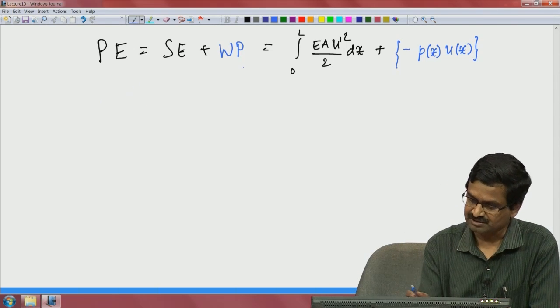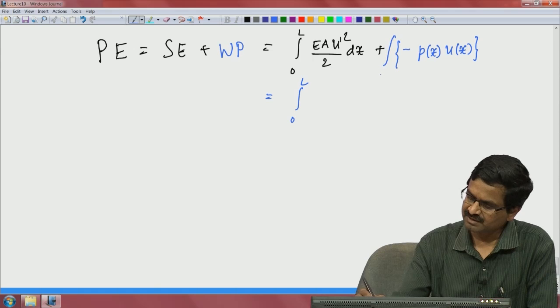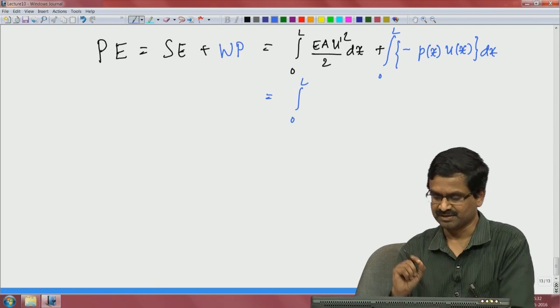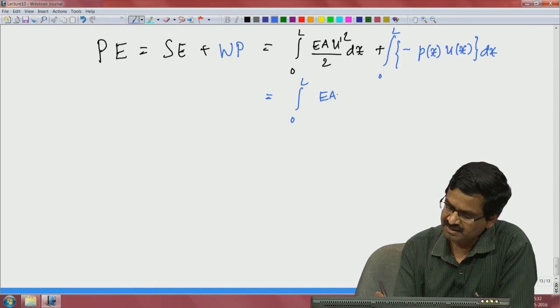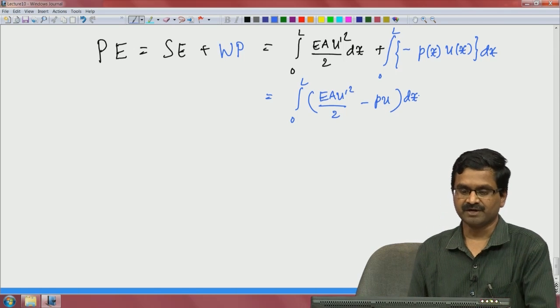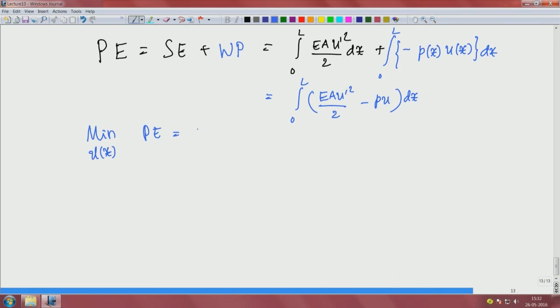Together what we have is potential energy as integral 0 to L dx, because at every point we have P of x, and every point is going to move u of x, right. So, together we can write E A u prime square by 2 minus P u dx. That is our potential energy for a bar. Now, we need to minimize this potential energy with respect to u of x, which is integral 0 to L of E A u prime square by 2 minus P u dx.